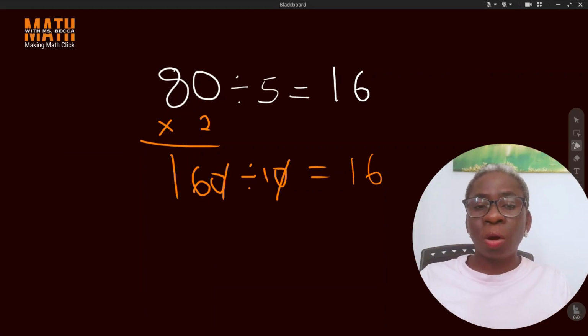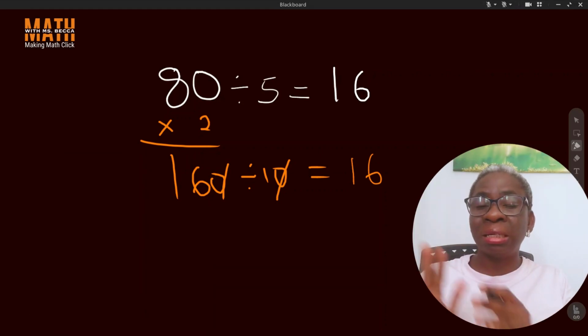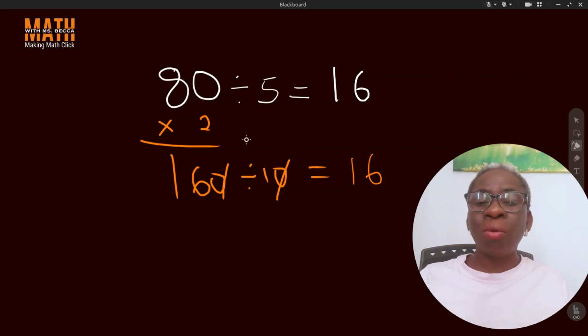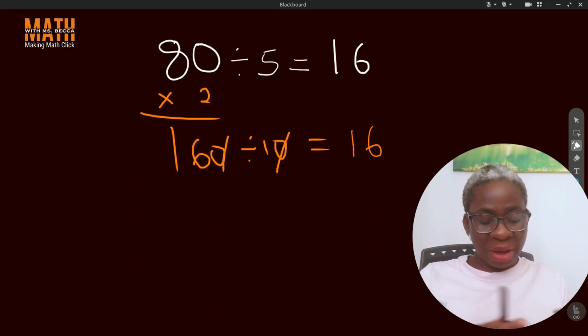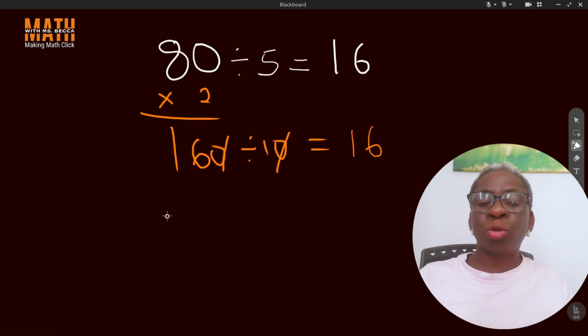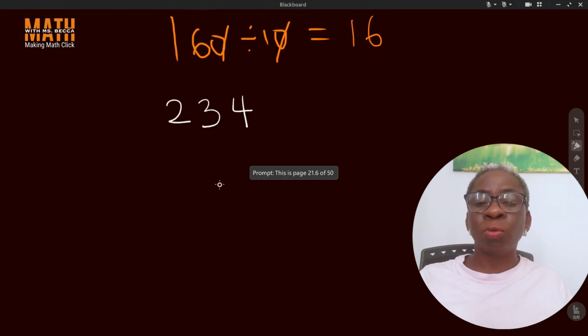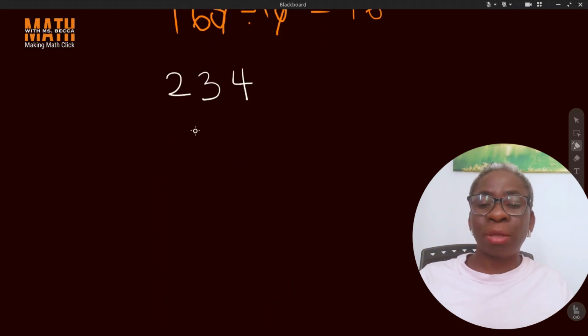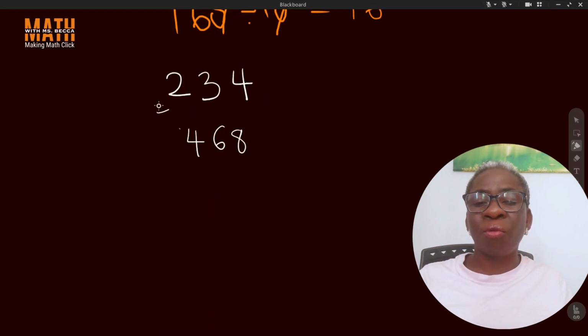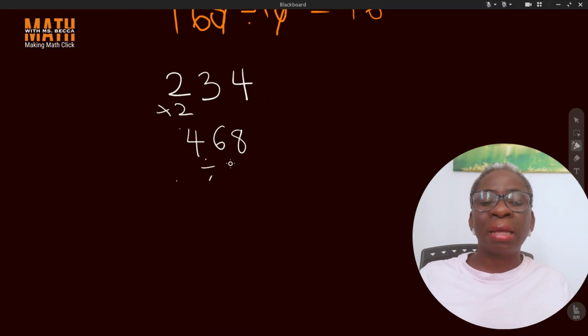But this trick works for the numbers that do not end in 0 and 5 also. So now let's try and divide 234 by 5. The first thing we have to do is to multiply 234 by 2. So 234 times 2 would give 468. Then we first multiply it by 2, then you divide it by 10.